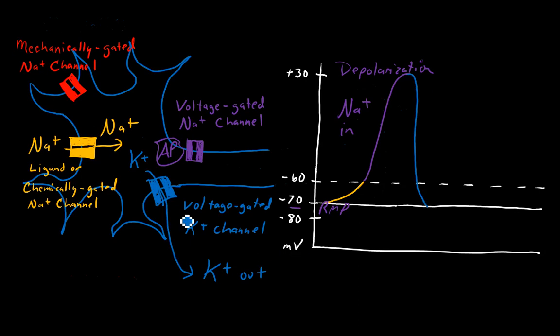Now the interesting thing is that potassium is repelled by sodium because they both have the same charge. And potassium is so repelled by sodium that more potassium will actually leave than needed to get the charge back to its resting membrane potential. At this point, we've become extra negative. And the term we use for this is to be hyperpolarized.